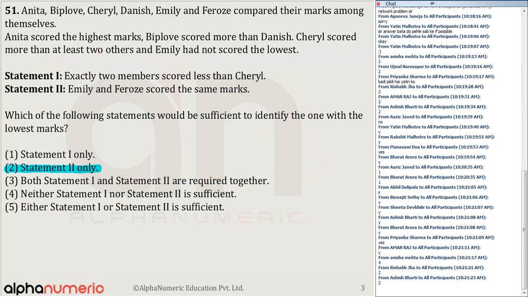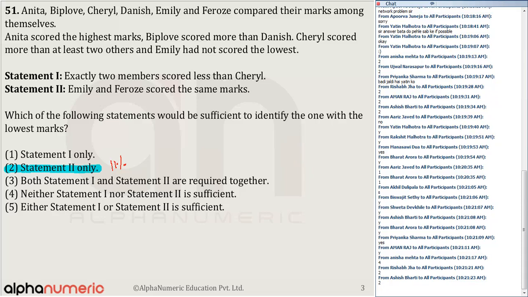Surprisingly, only 11% of you have got it right. 36% of you have not attempted. So 36 plus 11 is 47. That means 50% of you have got it wrong. Why? This was an easy question. It was not very difficult.